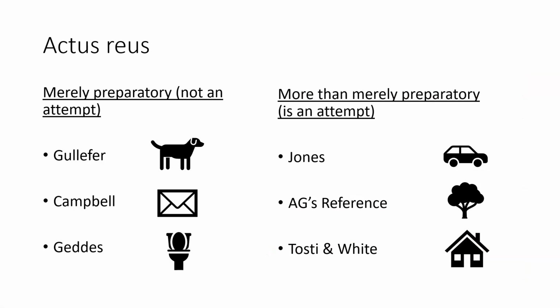In terms of the actus reus, we're now going to look at, well, what does merely preparatory mean and look like? And I've got several cases here for you. You've got 3 cases which were deemed by the courts to be merely preparatory, so that was not an attempt because they hadn't done the actus reus. And I've got 3 cases that are more than merely preparatory, which were attempts because they had done the actus reus. So we're going to start with the ones that are merely preparatory, and remember these were merely preparatory, not more than merely preparatory, and therefore weren't attempts.